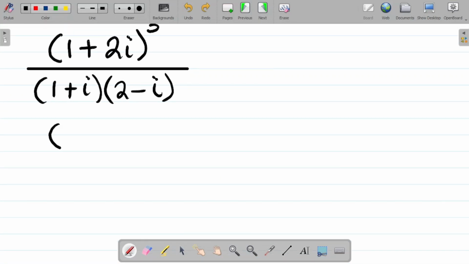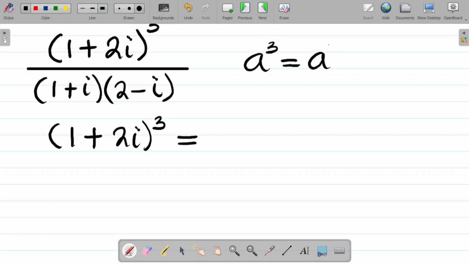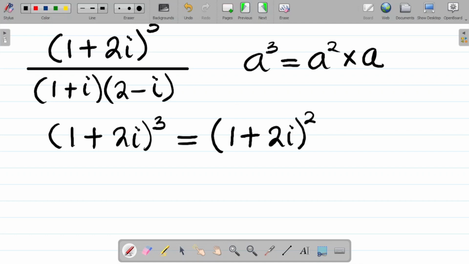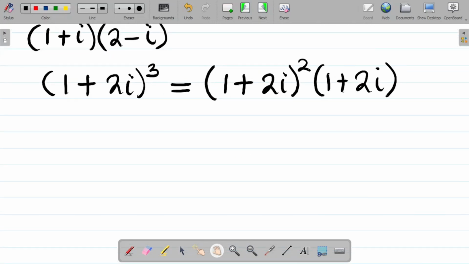For the numerator, I have 1 plus 2i cubed. When we say something like a cubed, it is the same thing as saying a squared times a. So in essence, 1 plus 2i cubed can be written as 1 plus 2i squared, and then you now have 1 plus 2i. It's the same thing. Our first task would now be to pick up this one here, 1 plus 2i squared, and simplify that.